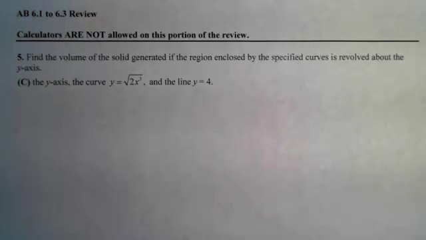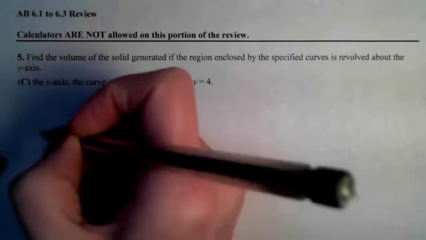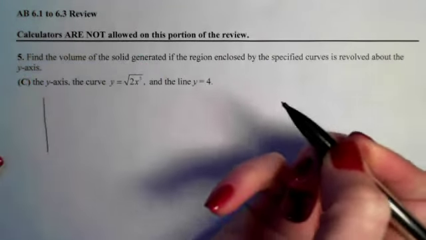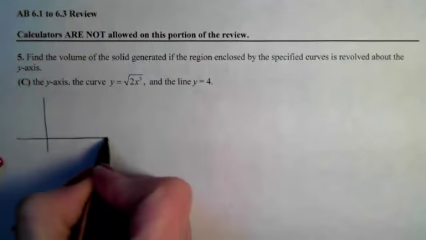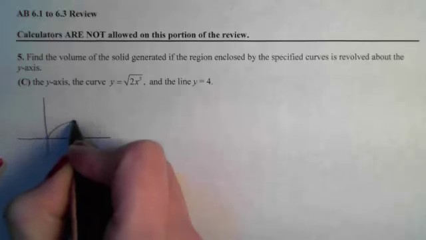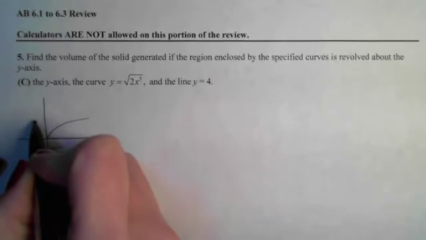This is 6-1 to 6-3 review. Calculators are not allowed. And this is number 5, part C. So we want to again find the volume of the solid generated if the shape is rotated about the y-axis. So boundaries this time are the y-axis. We got another root curve. And we got a line y equals 4.